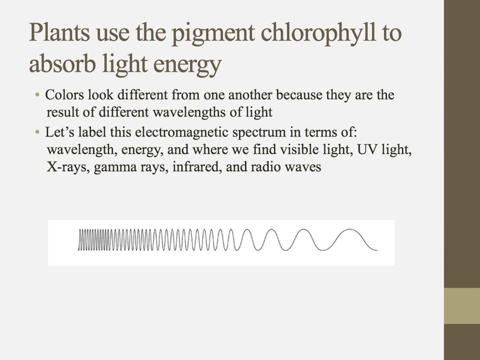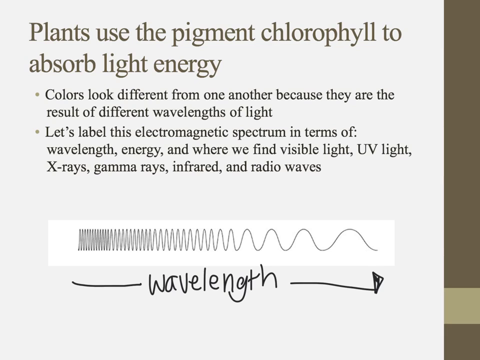So we just said that photosynthesis needs light. Well, visible light is only a very small part of what we call the electromagnetic spectrum. The electromagnetic spectrum, as you're probably already familiar, comes in waves, and these waves range in wavelength. In terms of wavelength, we're going from small to big. We can see that these waves have really small spaces between them, and these waves have really large spaces between them.